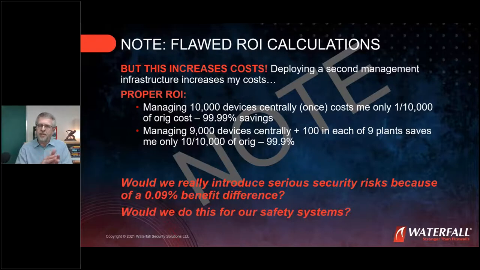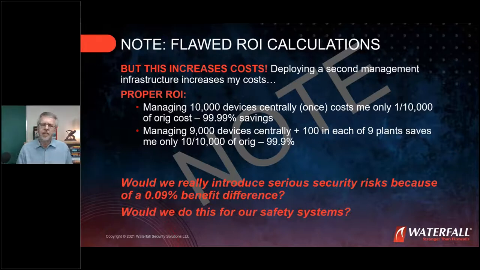What's the difference between the two scenarios? It's less than 0.1%. That's the difference in savings. We're saving an enormous amount of money in both scenarios. What's the difference in risk? We've accepted a huge cybersecurity risk by having a single management system, a single point of compromise on the enterprise network. So when you look at it this way, the difference is less than 0.1% in terms of the savings, and the risk reduction is dramatic by having a separate management system on the industrial network.